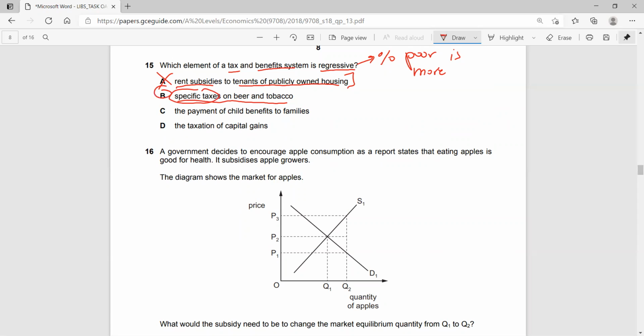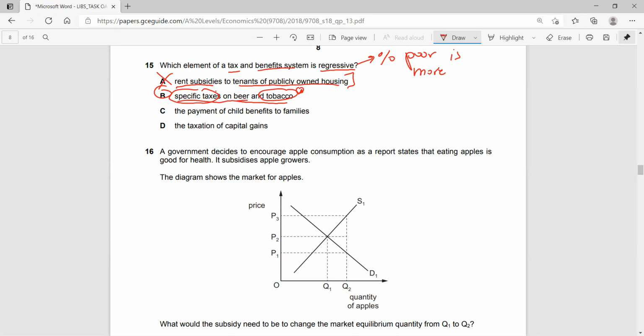The logic here is if you have a tax on, let's say, $1 on every box of tobacco, then if a rich person is buying that, $1 to a rich person is nothing. So the percentage impact on their income is very, very low. But $1 to a poor person buying that is a lot. So the percentage impact on their income would be much higher. And thus it hits the poor harder than the rich. And thus it is regressive.